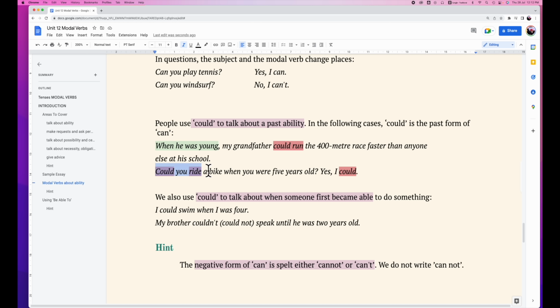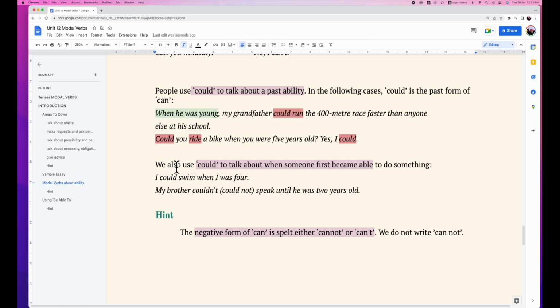Alright, another example. Question. Could you ride a bike? What time? When you were 5 years old. Yes, I could. We also use could to talk about when someone first was able to do something.